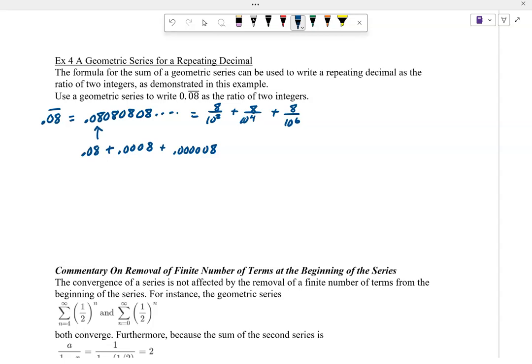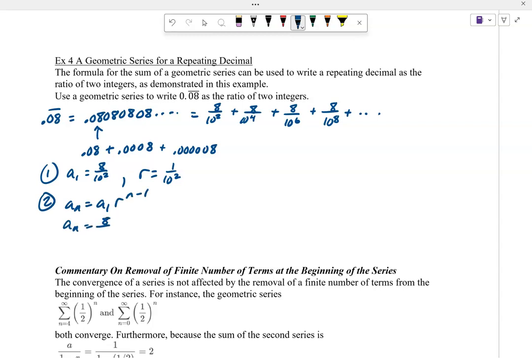You with me on this? And I keep going, right? Well, my first term is 8 over 10 squared. My common ratio I'm multiplying by is 1 over 10 squared each time to get the next term. 1 over 100 is my common ratio. So if I was writing a formula for this geometric sequence, I'd have 8 over 10 squared times 1/100th, or 1 over 10 squared, to the n minus 1. So what we're doing is analyzing this geometric infinite series.